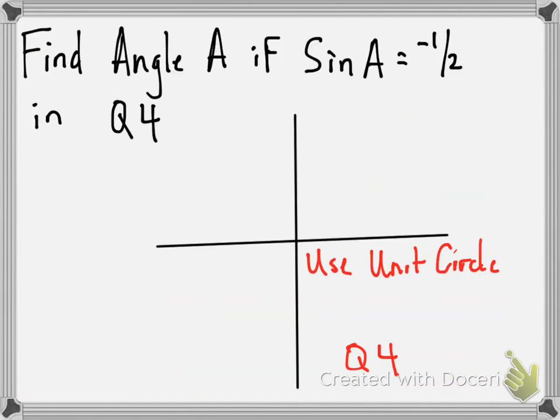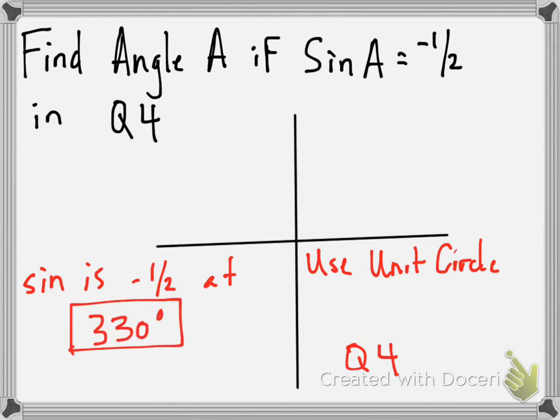All right, and this problem says find angle A if sine A is negative 1/2 in quadrant 4. So here what you're going to do is locate quadrant 4, which is the bottom right-hand corner. You're going to go find the y-coordinate, because sine is our y-coordinate. Find the y-coordinate that is negative 1/2. So sine is negative 1/2 at 330 degrees. So if it asks you for degrees, your answer would be 330 degrees.